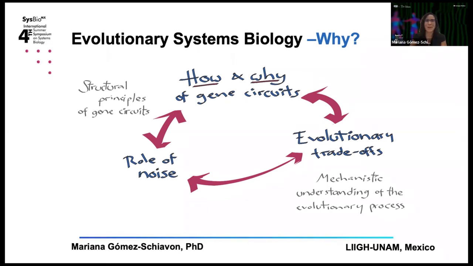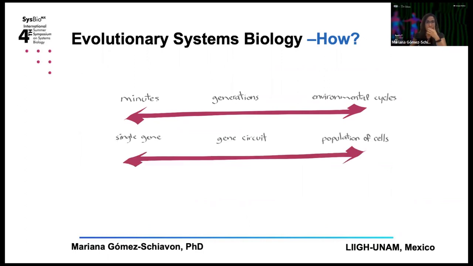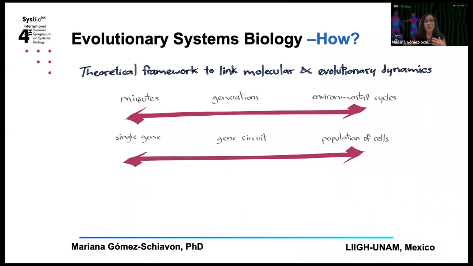Now, how? Well, this is actually not a trivial task. We need to consider a wide range of temporal scales, from minutes to a few generations to environmental cycles, and a wide range of structural scales as well, that go from what is happening at the molecular level, at the network level, and finally at the population level. And so to do this, we need to develop a new theoretical framework that allows us to link the molecular dynamics and evolutionary dynamics. And as I believe, maybe erroneously, that one doesn't just sit and envision a whole new framework, we propose to start by exploring these questions of the origin and evolution of the dynamic properties of gene regulatory circuits and build this needed framework from there.